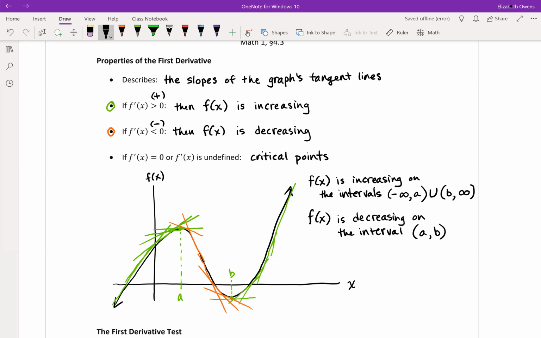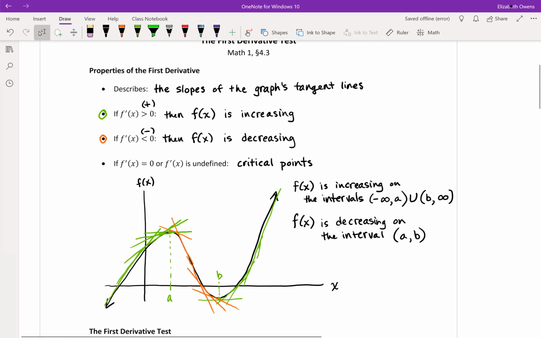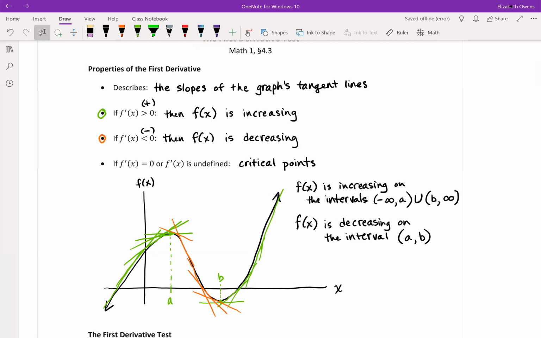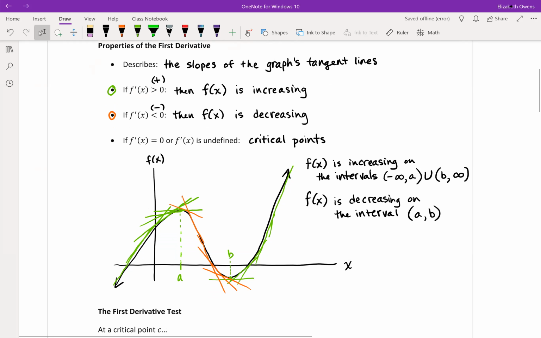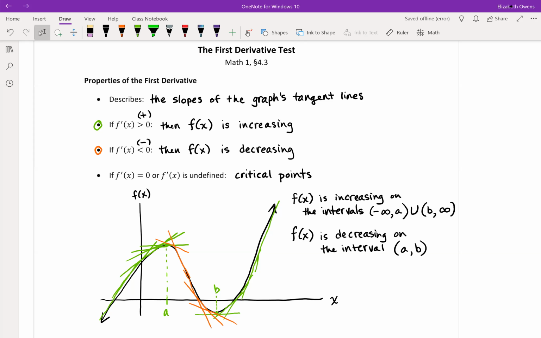Okay, so that is our idea of increase and decrease. And that plays really nicely into what's going to become our first derivative test here. But I'll pause for a moment and we'll make a new video for that first derivative test.